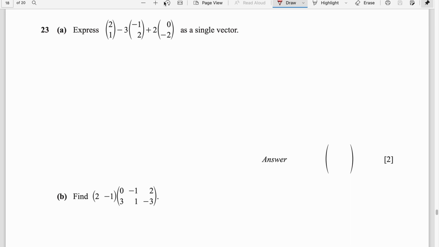Question number 23. Express this as a single vector. So just simplify 2, 1, 3 plus minus 3 into minus 1 is 3, minus 6 plus 2, 0 times 0 minus 4. So 2 plus 3 is 5, 1 minus 6 is minus 5, minus 4 is minus 9. So 5, minus 9.